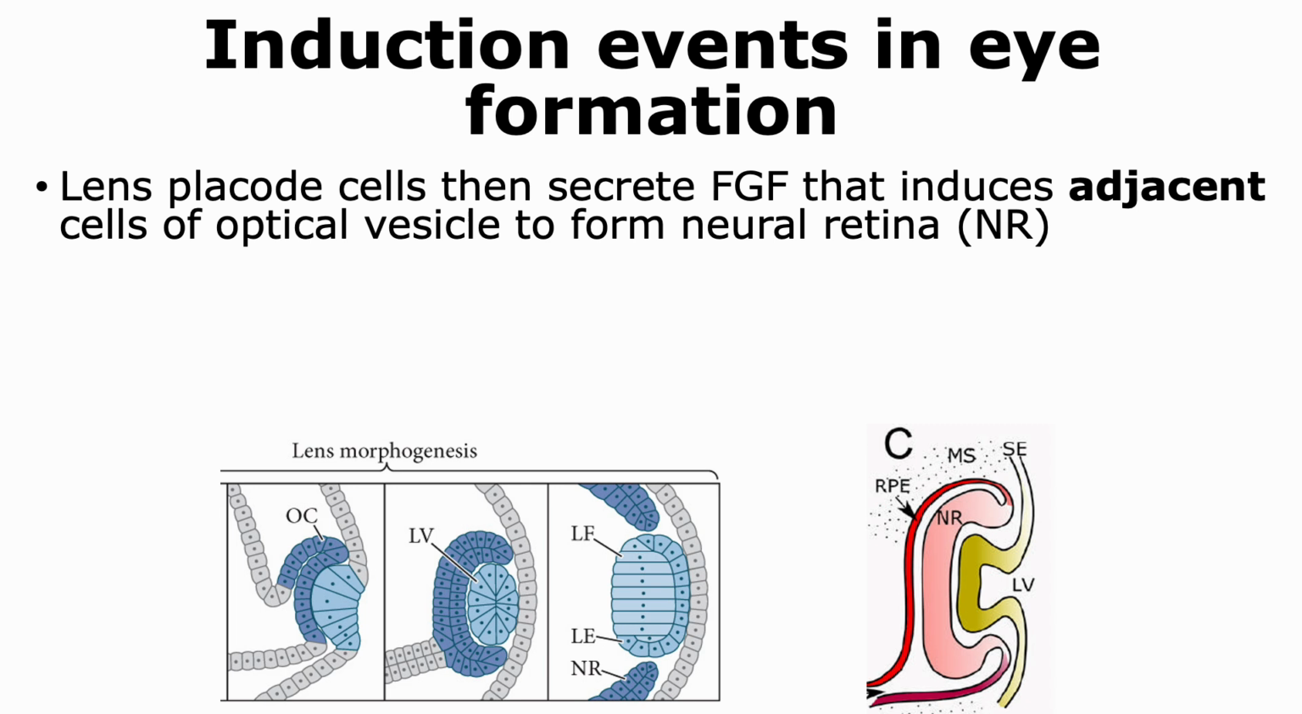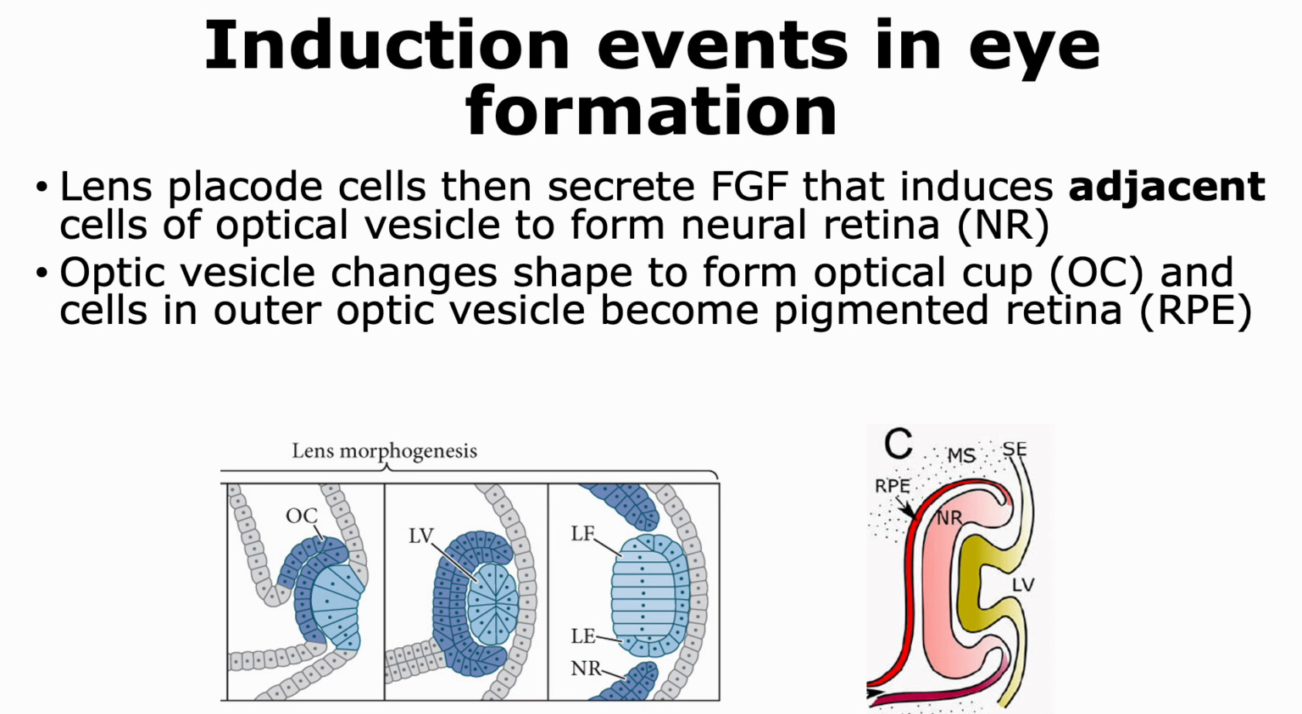The lens placode cells will in turn secrete FGF that results in induction of the adjacent cells of the optical vesicle to form the neural retina. So as we saw in the previous slide, the optical vesicle cells will secrete paracrine factors that will induce the surface ectoderm to become the lens placode. Once the surface ectoderm becomes the lens placode, they will secrete paracrine factors like FGF that will result in the induction of the adjacent cells present in the optical vesicle to form the neural retina. And this is an example of reciprocal induction.